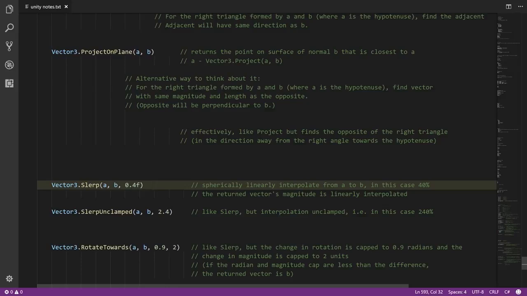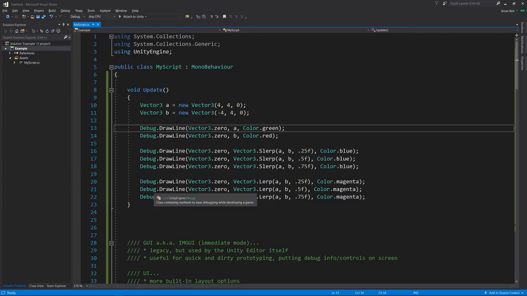Except because A and B aren't necessarily the same magnitude, I think it might be more accurate to think of this as a method that linearly interpolates the angle of movement from A to B rather than the absolute position of A and B. It's probably just easier to illustrate this in code.